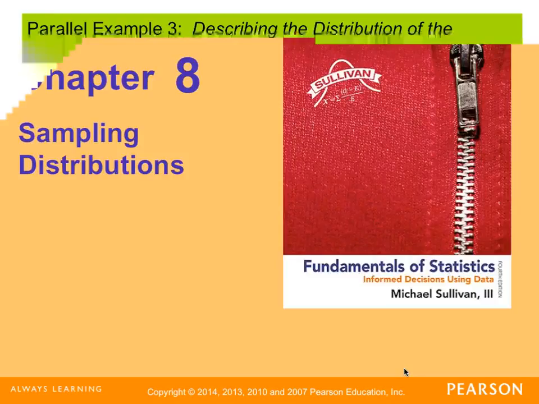So let's say that we want to describe the distribution of a sample mean. Let's say we have weights of pennies minted after 1982. They're approximately normally distributed with a mean of 2.46 grams and a standard deviation of 0.02 grams. What we want to know is, what is the probability that in a simple random sample of 10 pennies minted after 1982, we obtain a sample mean of at least 2.465 grams?